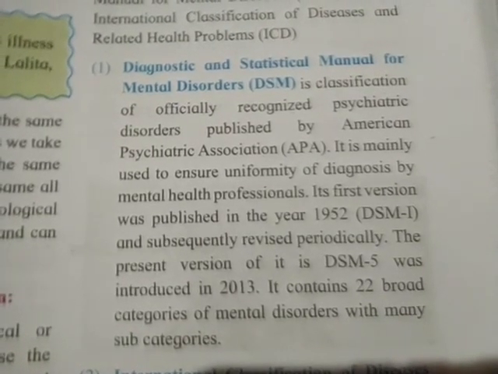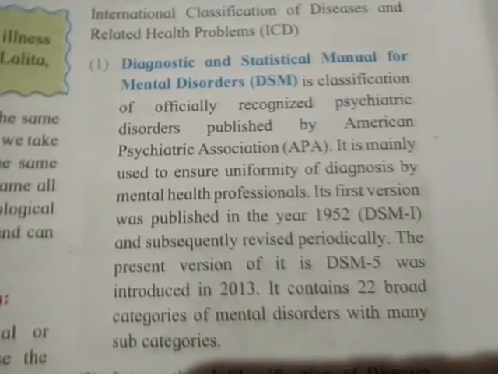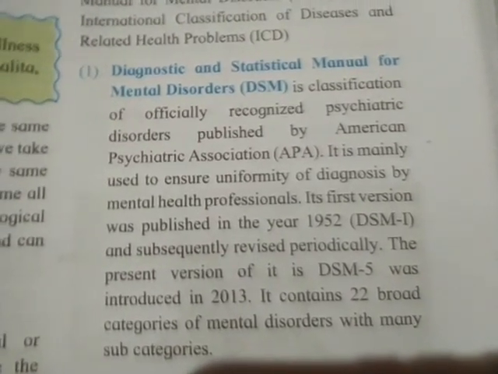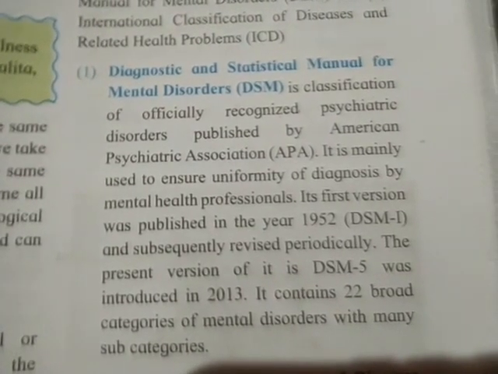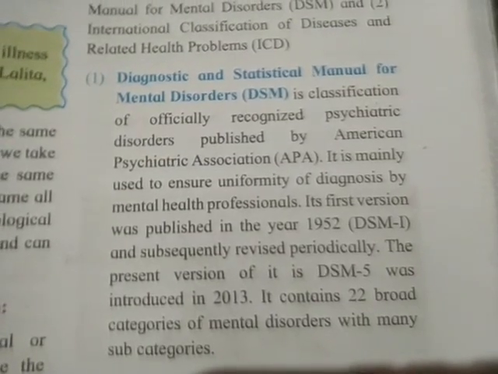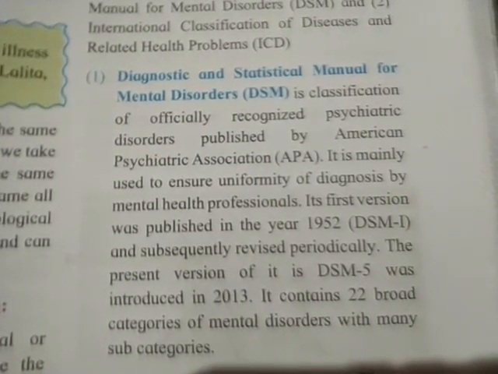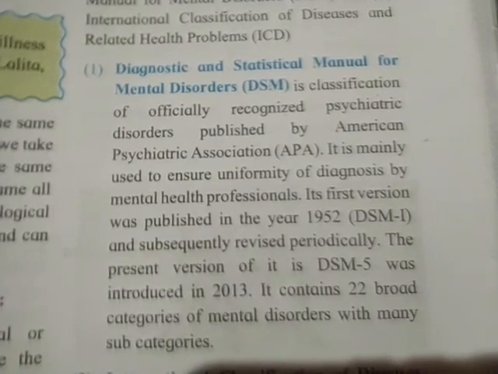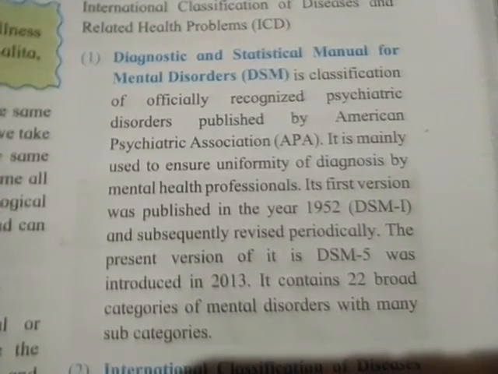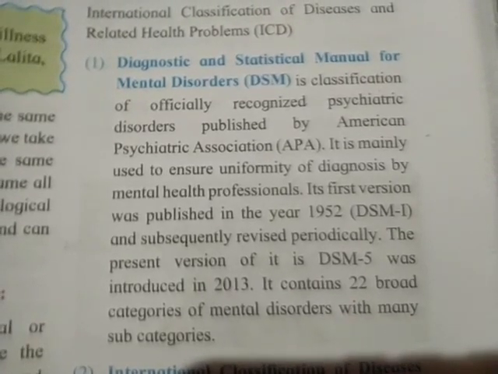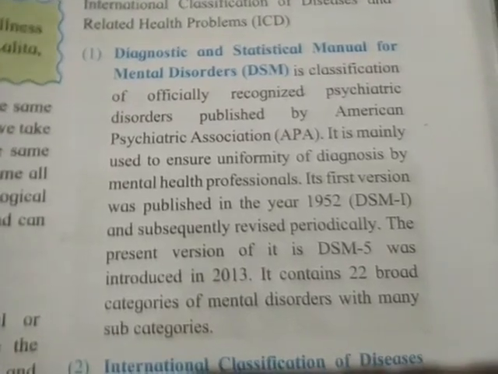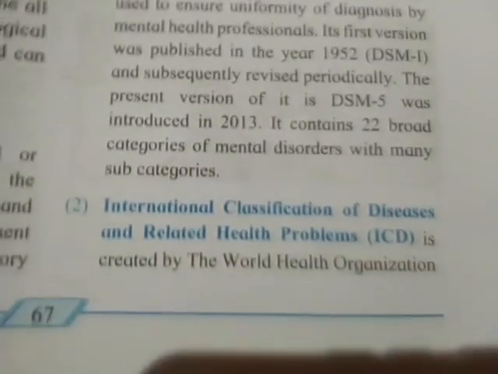published by the American Psychiatric Association (APA). It is mainly used to ensure uniformity of diagnosis by mental health professionals. Its first version, DSM-1, was published in the year 1952 and subsequently revised periodically. The present version, DSM-5, was introduced in 2013. It contains 22 broad categories of mental disorders with many subcategories.